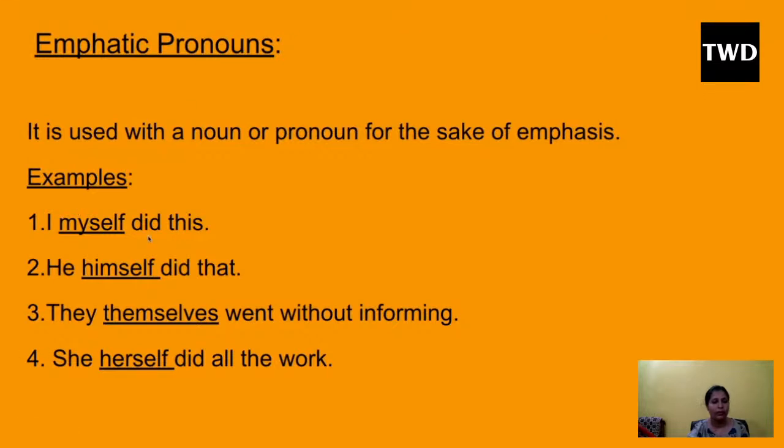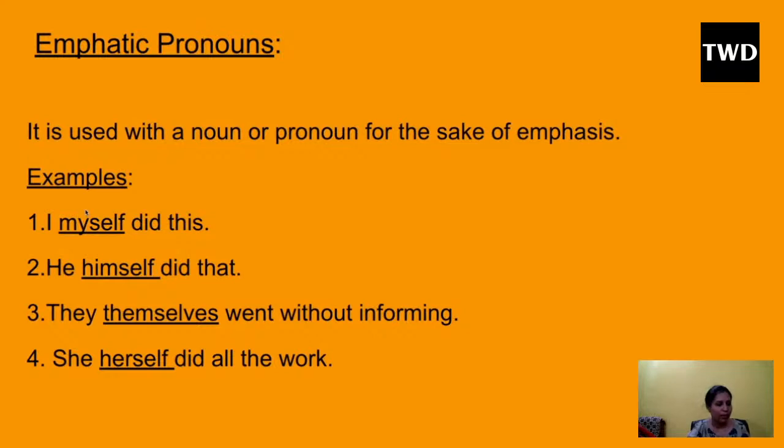So to make an emphatic pronoun, what you have to do, you have to use a personal pronoun plus a reflexive pronoun together. That makes an emphatic pronoun. Like I myself did this. I myself. Can you see, we are emphasizing that I only had done this work. I myself have done this. I myself have completed the work. I myself have written the whole assignment.